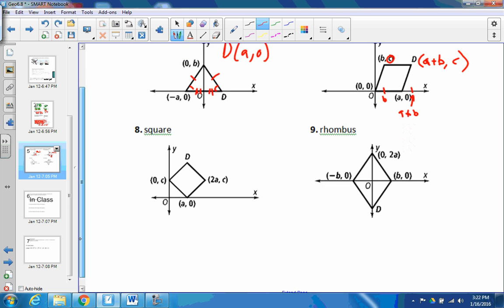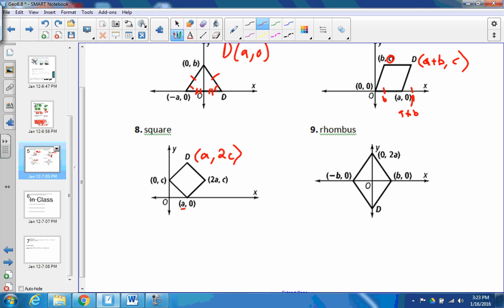So look at this one. We have a square, even though it looks like a diamond. It's just rotated. We have all the points A, B, C. Let's look at point D. This would be over A because this is also over A. And up, let's see, we go up C. This would divide it in half, so it would be 2C. There we go.